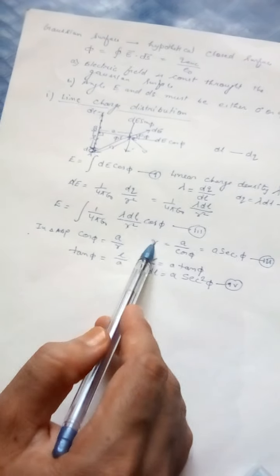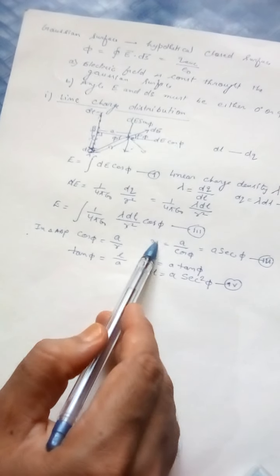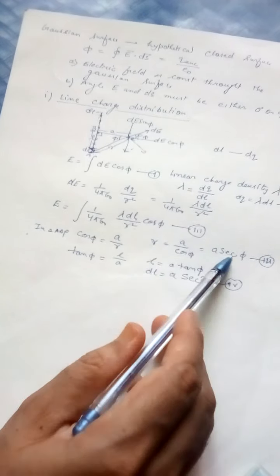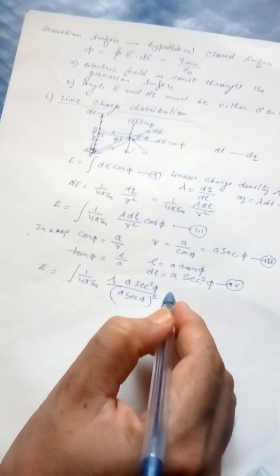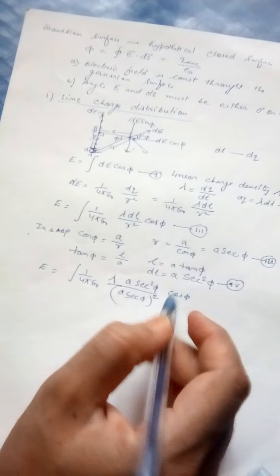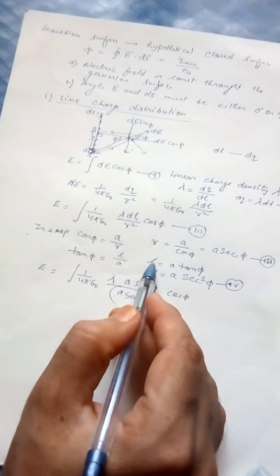So I will put the value of r here, and you can see I have converted r in terms of phi, and I will put the value of dl in terms of phi in this equation. So this equation is 1 by 4 pi epsilon naught, lambda, dl is A sec square phi, r is A sec phi, and here it is r square, so you have to square it, cos phi, and one thing remains, dl.